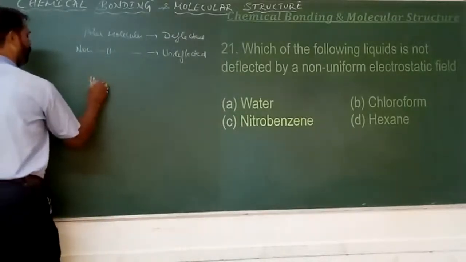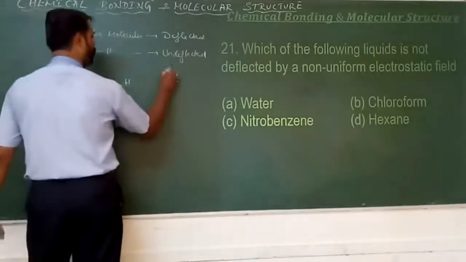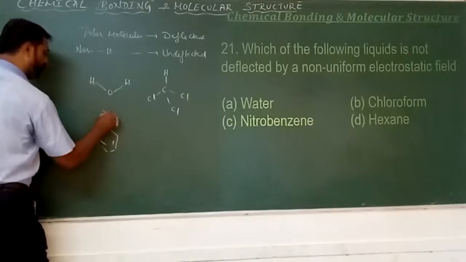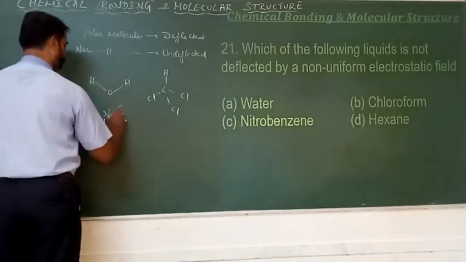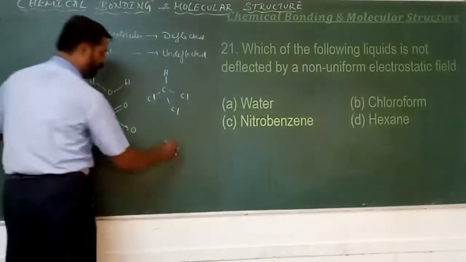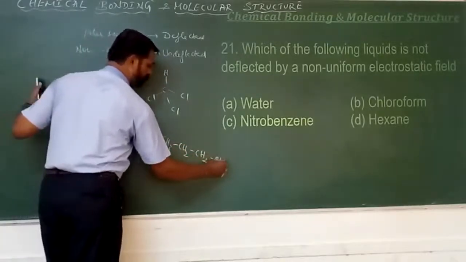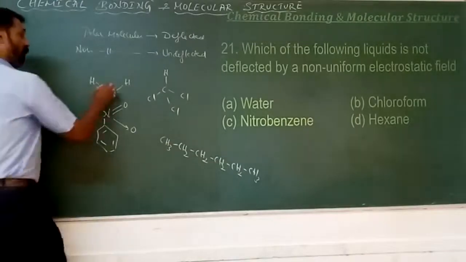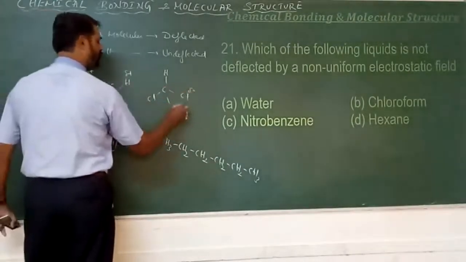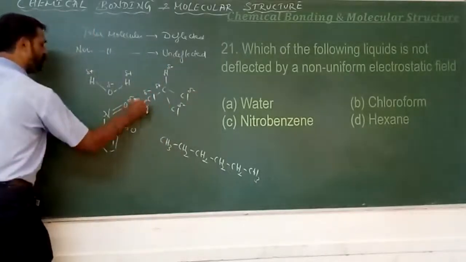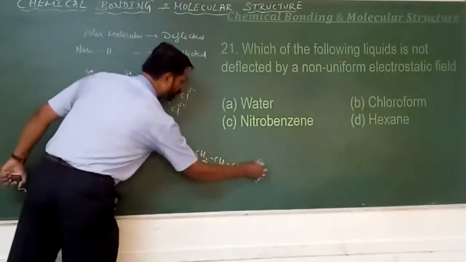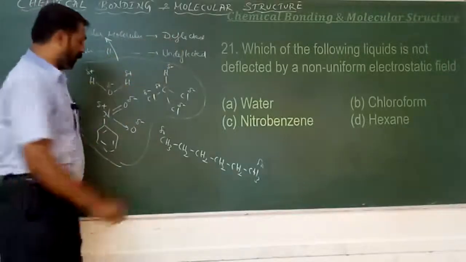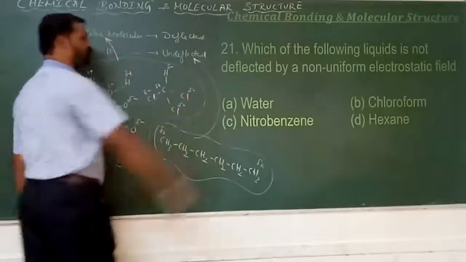Now we have to find this one. Water, chloroform, nitrobenzene, and finally hexane. Hexane is CH3, CH2 four times, CH3. Here we have delta minus, delta plus, and so on, but in hexane the partial charges are delta 0 and delta 0. So I think these three are polar molecules. That is why they get deflected, while hexane, being non-polar, stays undeflected.